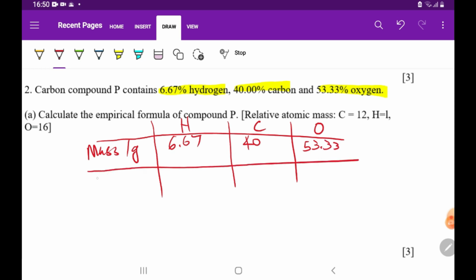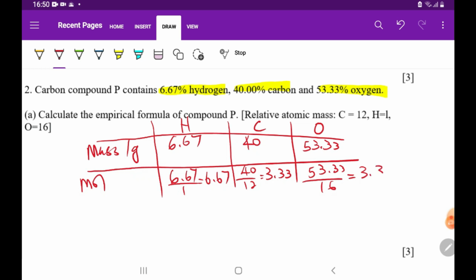Okay, next will be mole. So find the molar mass. So 6.67 divided by 1, so will be the same. 40 over 12, you'll get 3.33. So 53.33 divided by 16, you'll get also 3.33. Okay, so now we have 3 types of mole. These two are the same, is the smallest. So mole ratio here.